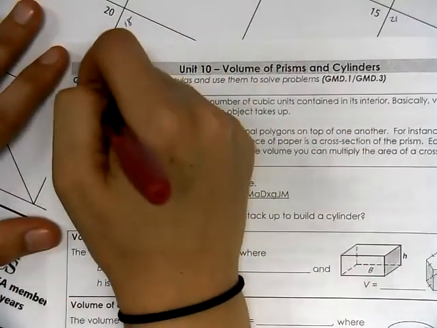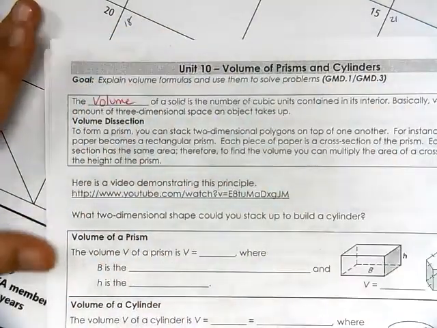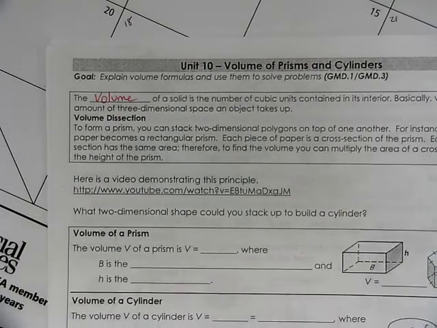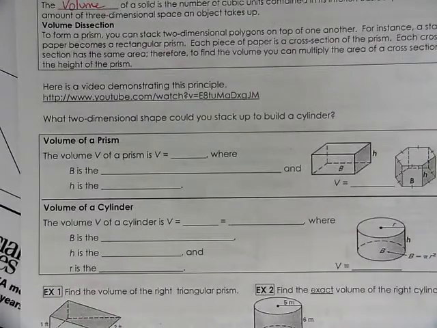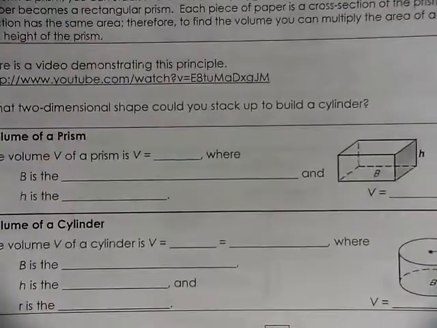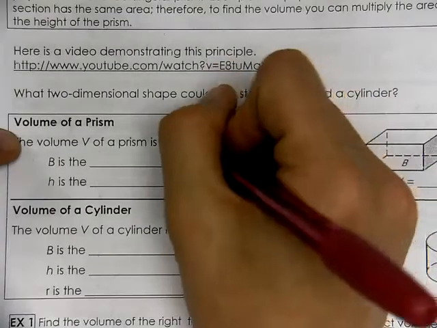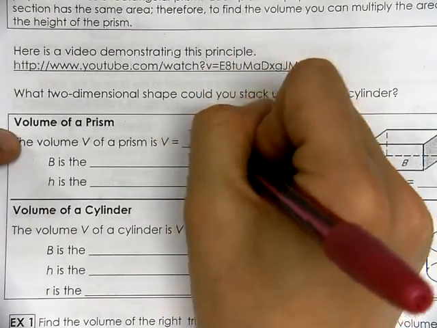So, the volume of a solid is the number of cubic units contained in its interior. Basically, it's how much stuff you can fit in a 3D figure. Okay, so volume of a prism, the formula. Now remember, you're going to get this formula on the quiz and test, but you have to understand what it means. So volume of a prism is capital B times H.